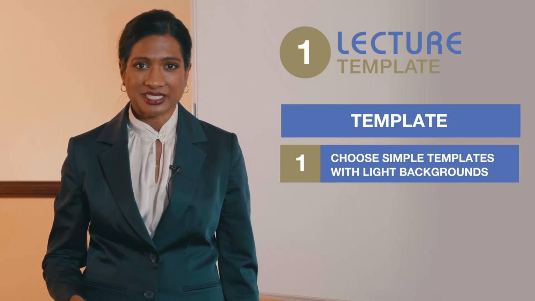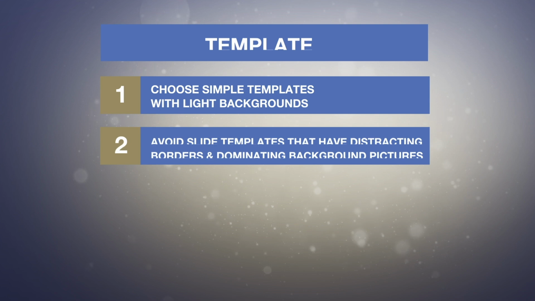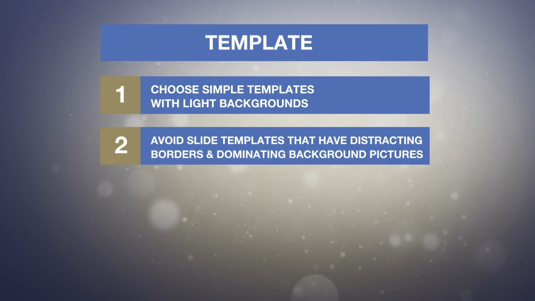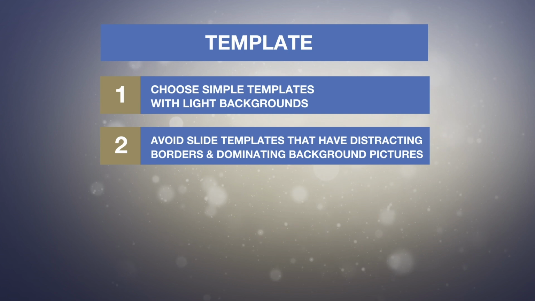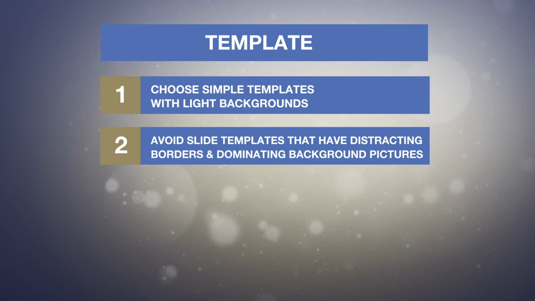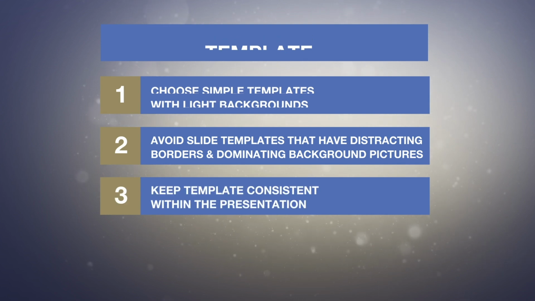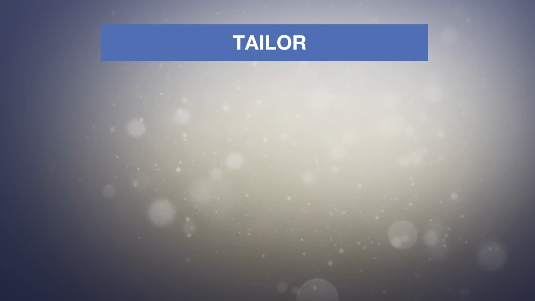When you have a white background, it's easy to overlay color on top of that in the form of pictures or text boxes. Number 2, when you're choosing a slide, choose one without that dominating frames that take up the space on the bottom left-hand corner or the right-hand corner. It takes up space for your actual content. And number 3, keep your slides template consistent.